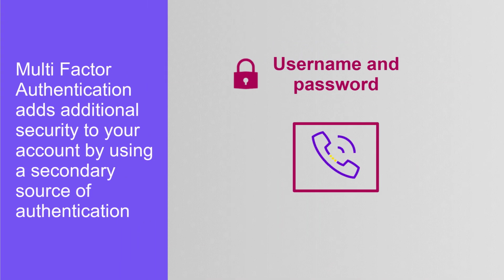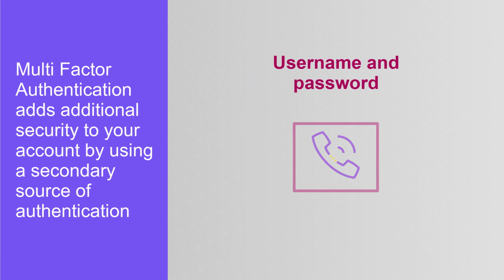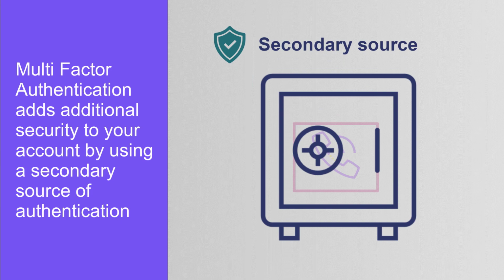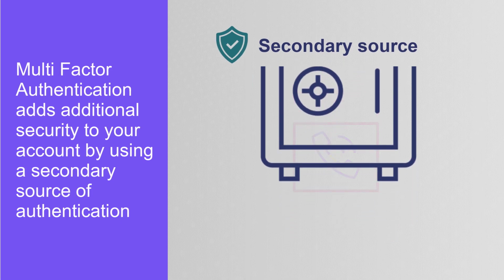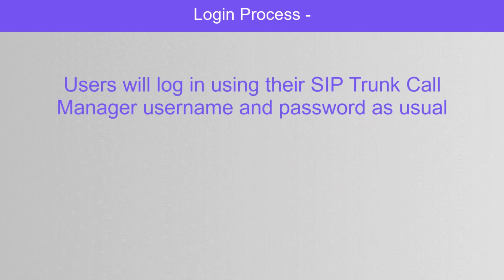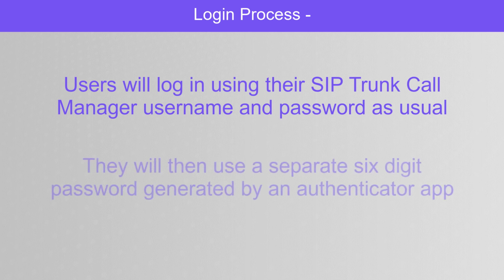Multi-factor authentication adds an additional layer of security to your accounts by using a second source of validation on top of your username and password. When enabled, users will be required to input their SIP Trunk Call Manager username and password as usual, as well as a separate 6-digit password generated by an authenticator app. This ensures strict user verification.